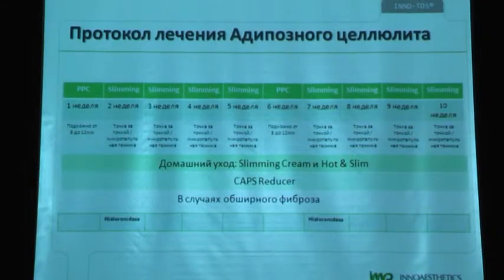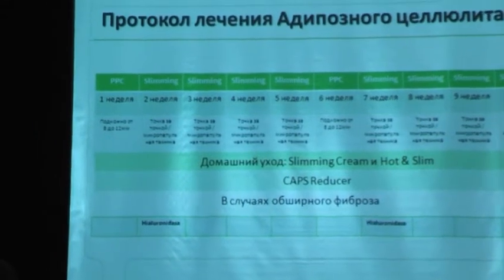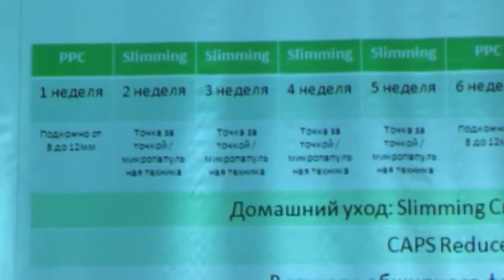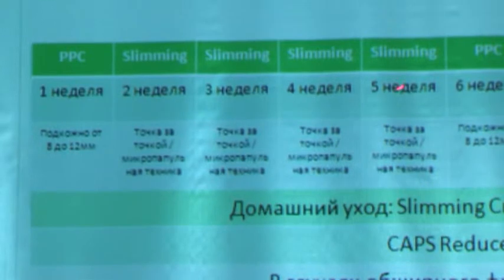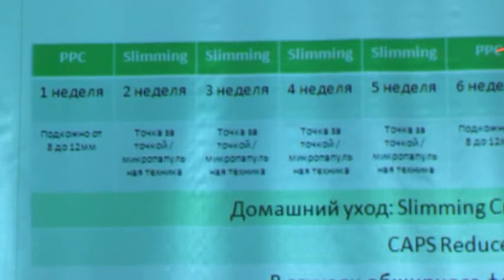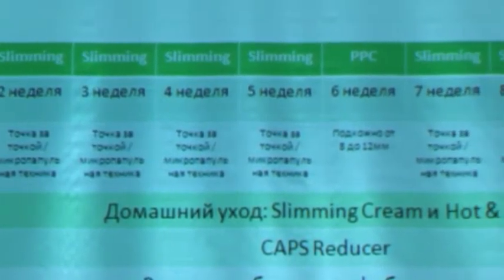A classical protocol, for when you have localized adiposity but at the same time it comes with adipose cellulitis. We establish a protocol where we start with the PPC. We follow with the slimming for 4 weeks, and after that, we apply the PPC again.